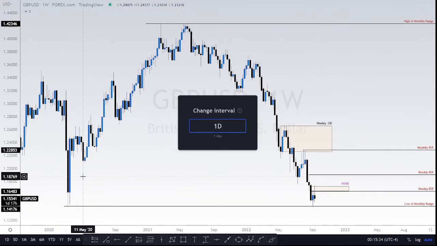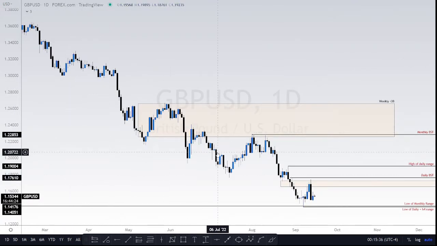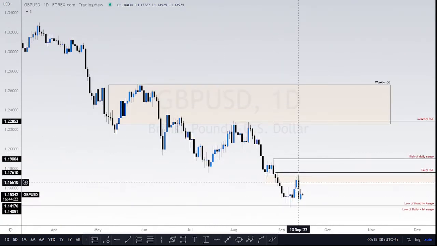If we take a look on the daily time frame, so at the beginning of the week, we saw a very strong move towards the weekly imbalance, followed by a shift away from the imbalance. Yesterday, we did see a period of price accumulating within the previous day's candle, right? So it's a period of accumulation.